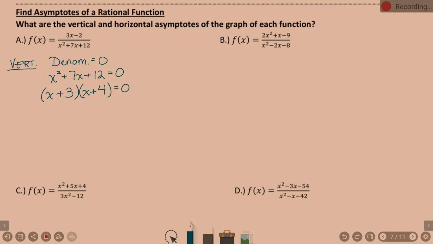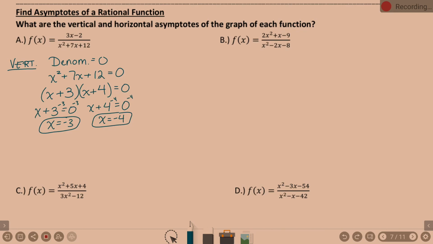How do we officially solve? Set each factor equal to 0, yes? So x plus 3 equals 0, x plus 4 equals 0. Solve them, what do we get? Subtract 3, x equals negative 3. Subtract 4, x equals negative 4. Okay.